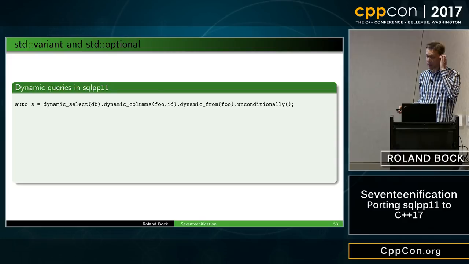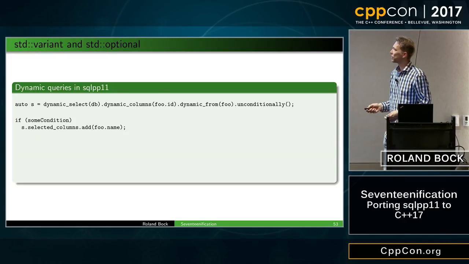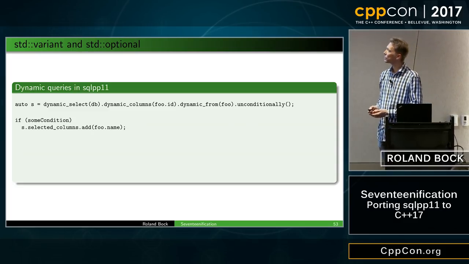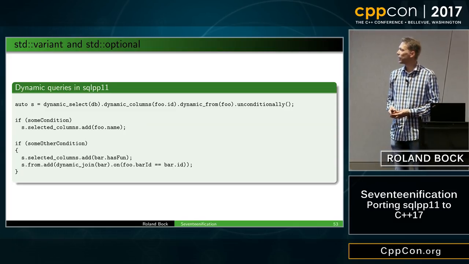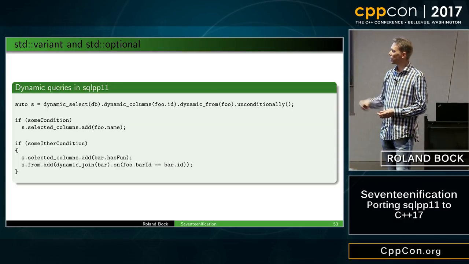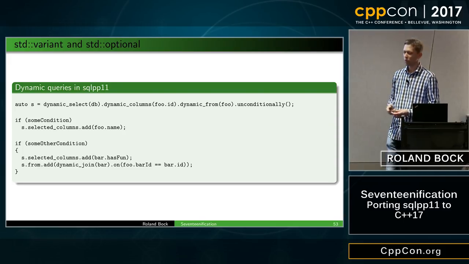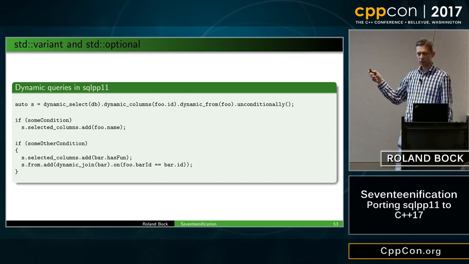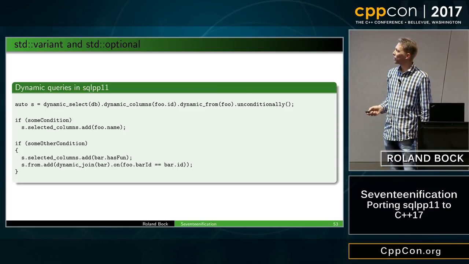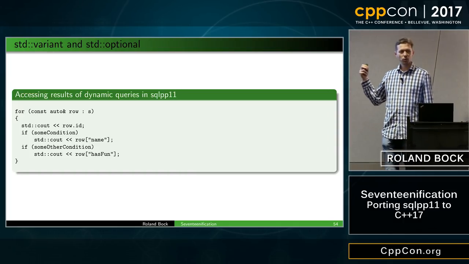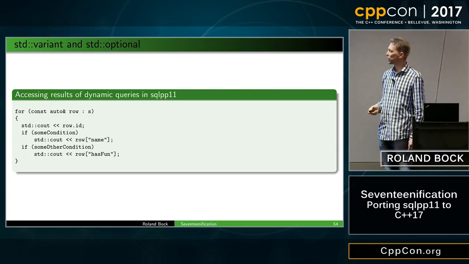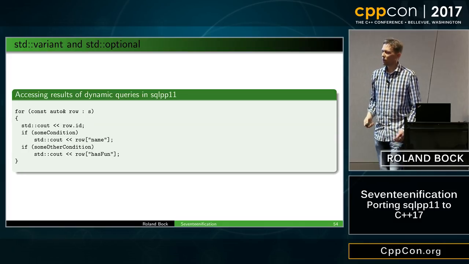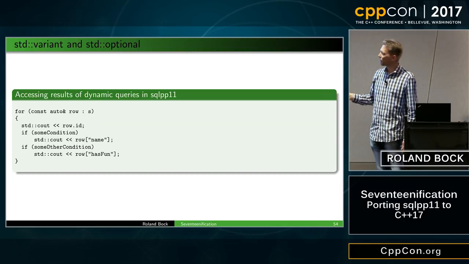You can say, okay, dynamic select, and then you have dynamic columns and dynamic from. You start with whatever is the default, and then if there is some condition, then you'll say, all right, I'll add another column, and under some other condition, I'll add another column from a different table than I used before. In that case, I also add a dynamic join. So that's just wording in the library. Basically, you add a join to the from this way, and then the library will take care of that for you. But since this is done at runtime, you cannot have the same cool result rows that we had before. So the ID, which is statically added to the query, is still accessible as a member of the struct. The others have to be taken now in a map-like fashion in this case.